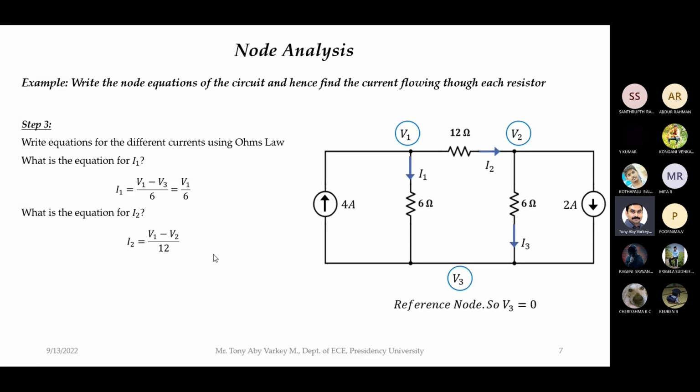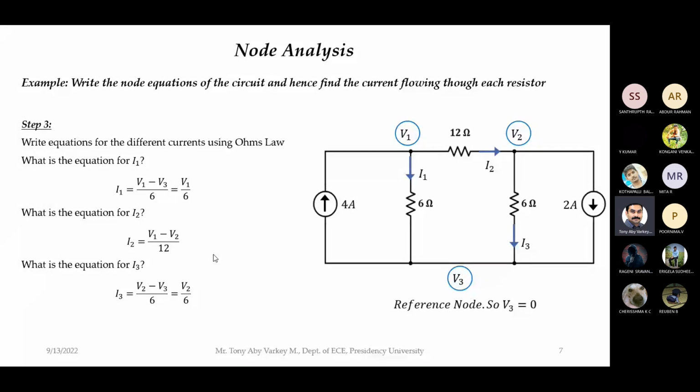Similarly, can you tell me what is the equation for I3? V2 by 6. Correct, V2 by 6. Or actually V2 minus V3 by 6. Since V3 is 0, it is V2 by 6. Is it clear? Any doubt in this? Okay. Shall I proceed?